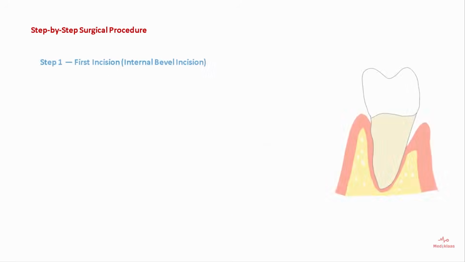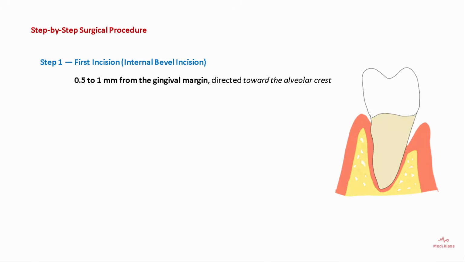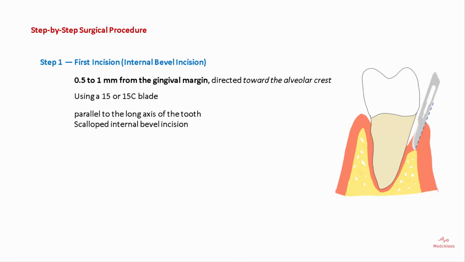Step-by-step surgical procedure for Modified Widman Flap. The first step involves the internal bevel incision. It is given 0.5 to 1 mm from the gingival margin, directed towards the crest of the alveolar bone. A 15 or a 15C blade is used to give the internal bevel incision. It is given parallel to the long axis of the tooth and it is a scalloped internal bevel incision.